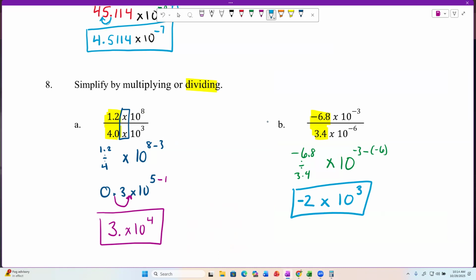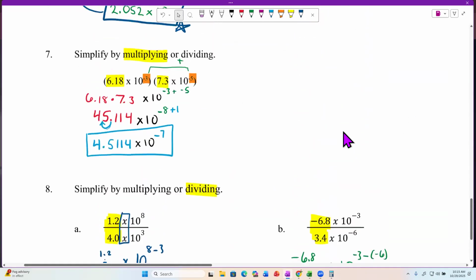The number in front of the decimal point is between 1 and 10. Yes, it's negative. We're just going to go with it. But the number itself is between 1 and 10. And then we have our power. So we're done. We didn't have to do any movements. All right. That was it.